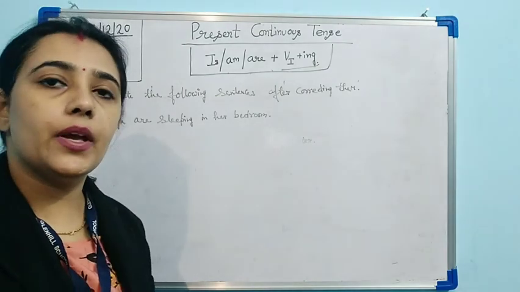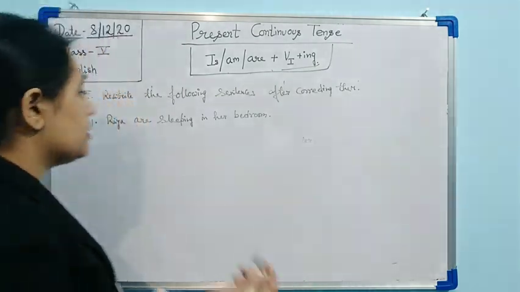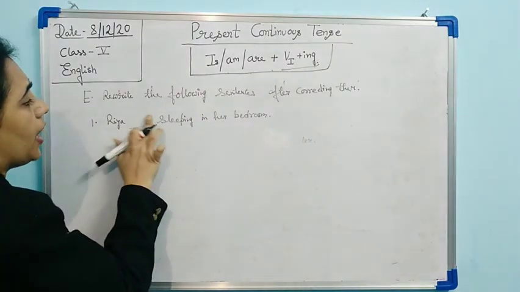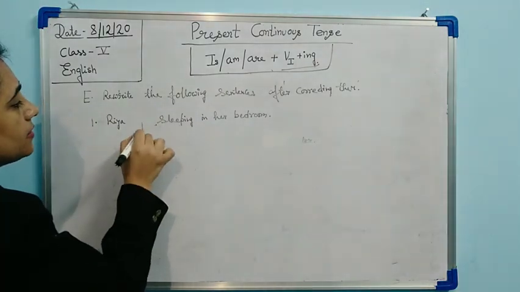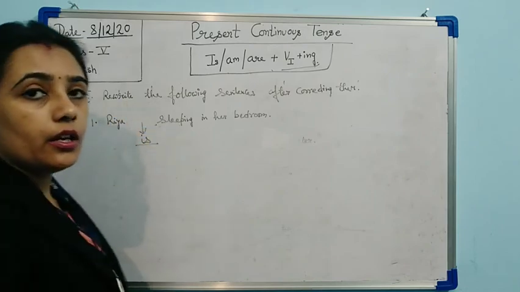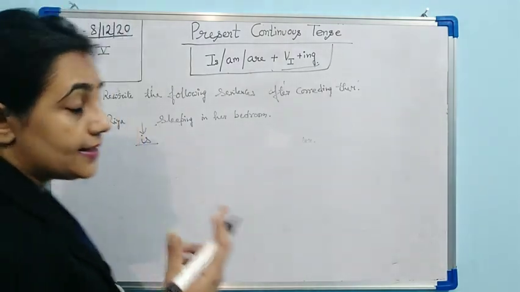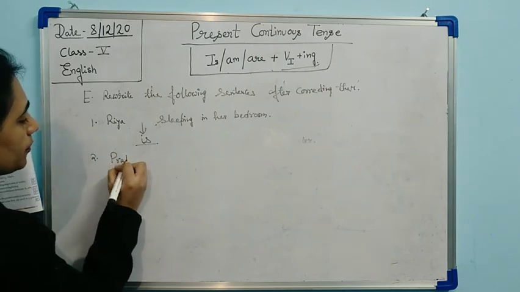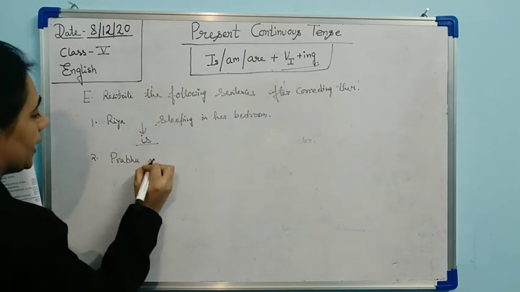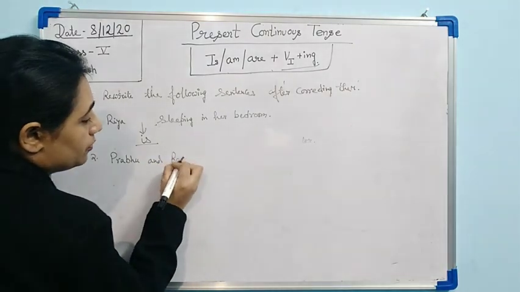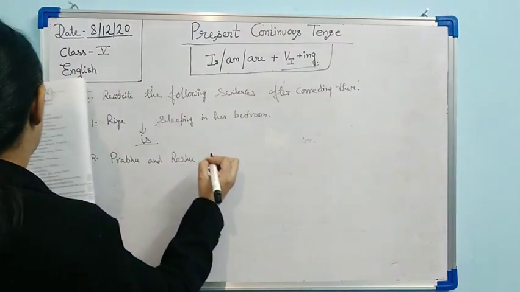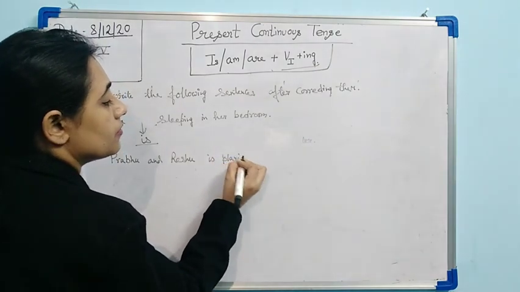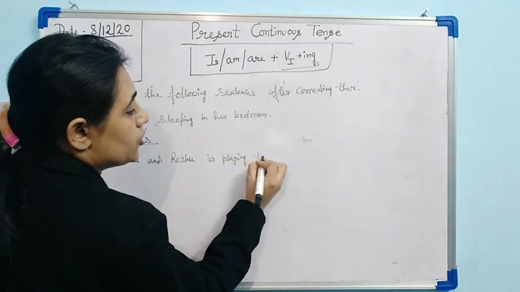Ria is sleeping. Why? Riya is a single subject. So Riya is. Instead of are, we are going to write is. Riya is sleeping in her bedroom. Next sentence: Prabhu and Reshu is playing together.